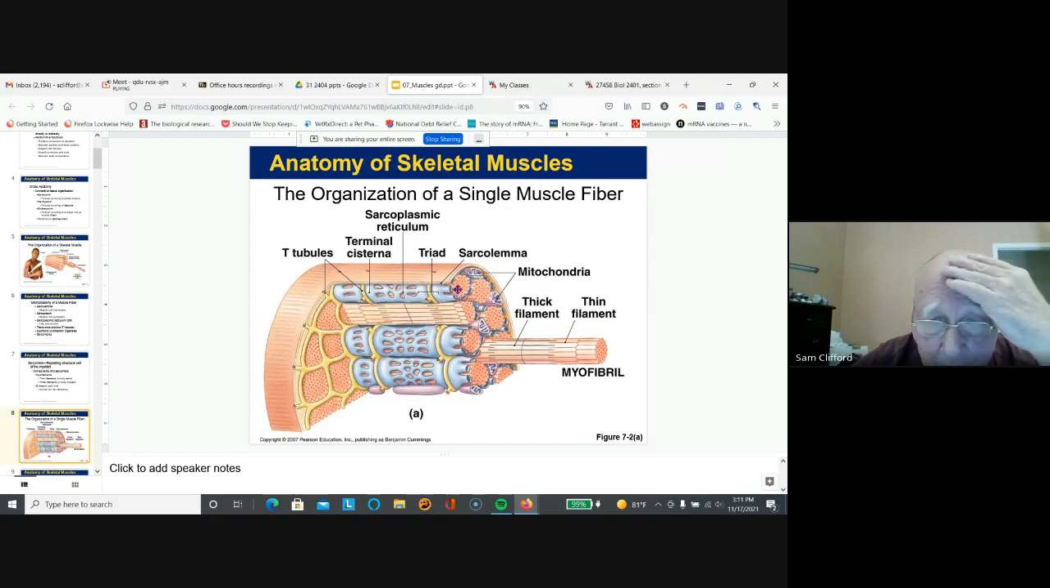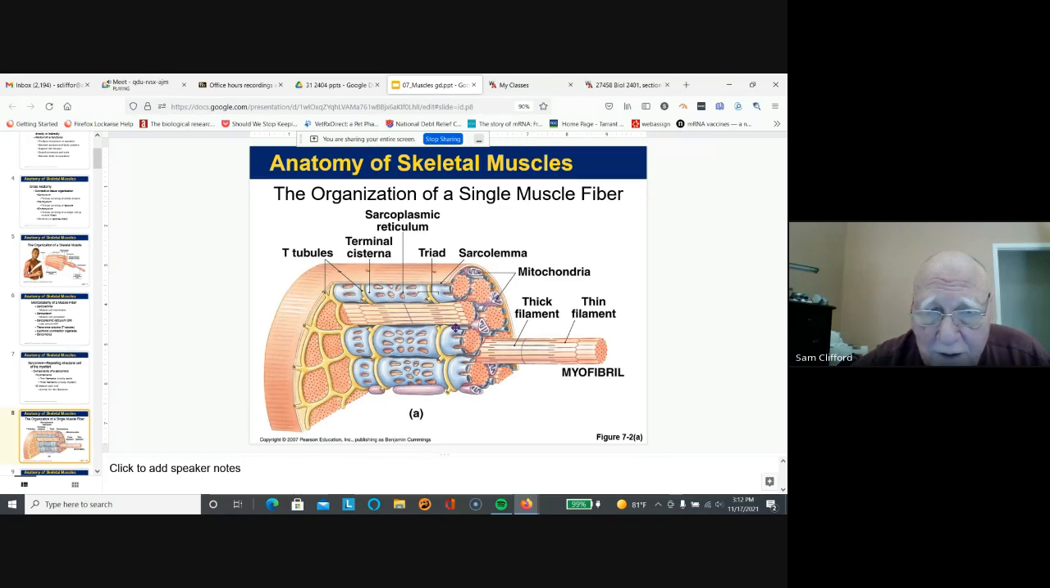All of the muscle myofibrils are surrounded by sarcoplasmic reticulum and T tubules. And if you add the sarcoplasmic reticulum on either side of the T tubule, that's called the terminal cisterna. Each part of the sarcoplasmic reticulum on either side of the T tubule is a terminal cisterna. Two terminal cisterna with the T tubule is called the triad.